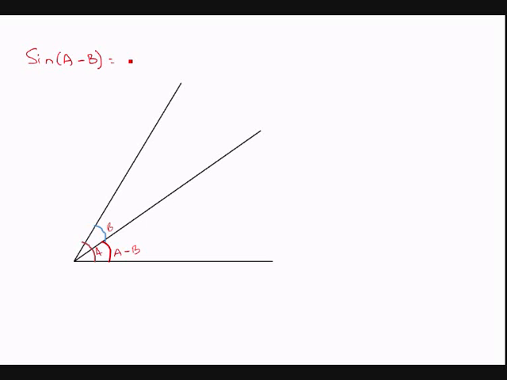In order to find what is sine(A minus B), I need a right angle triangle. Therefore, I make a right angle triangle with A minus B as one of its angles. So this is a right angle triangle where this part is 90 degrees. Therefore, sine(A minus B), if I name this again as P, Q and R, will be opposite over hypotenuse, which is RQ over PR.